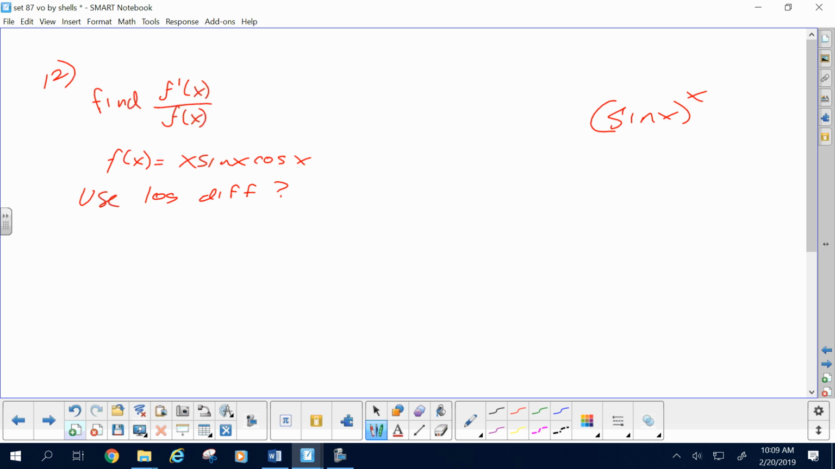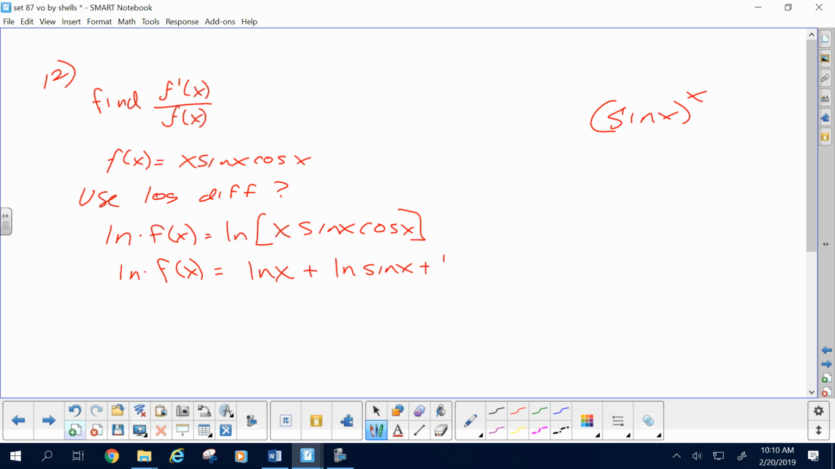So, if I take the log of both sides, the left side can stay for a second. The right side, with a log, in log rules, you could break this into the sum of log of x plus the log of sine of x plus the log of cosine of x, just like that. Yeah? Now, they ask you to differentiate f prime and all that. So we're going to take the derivative on both sides.